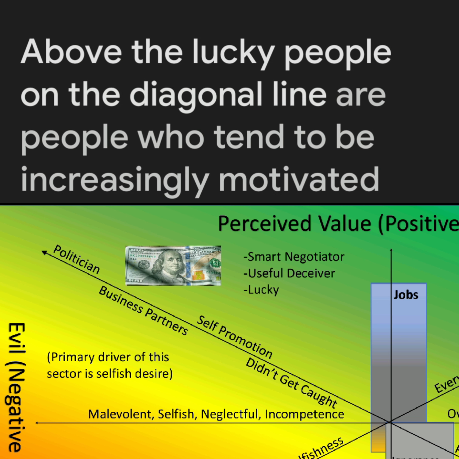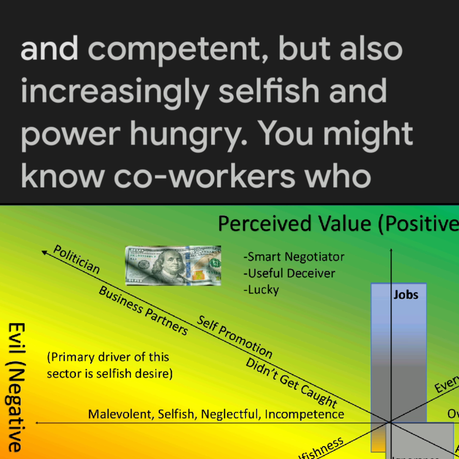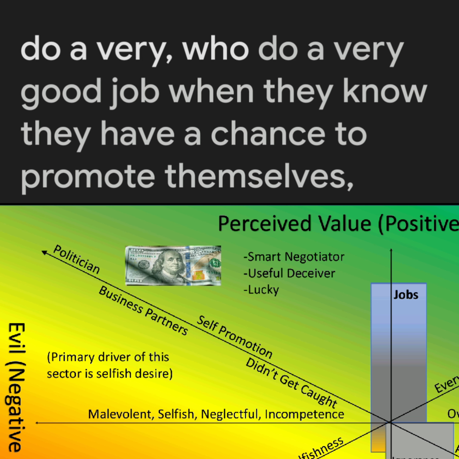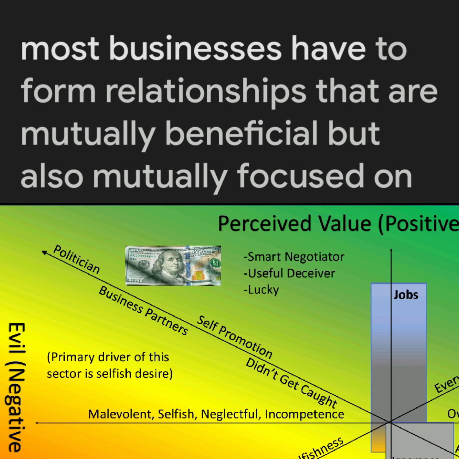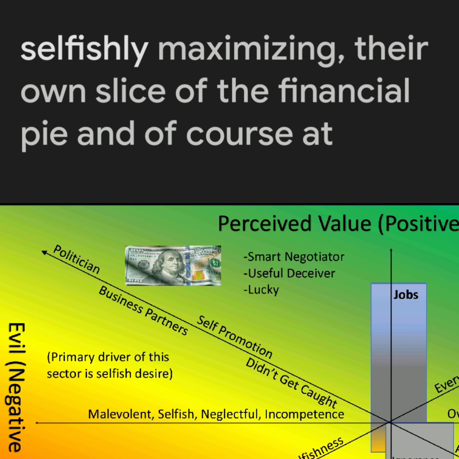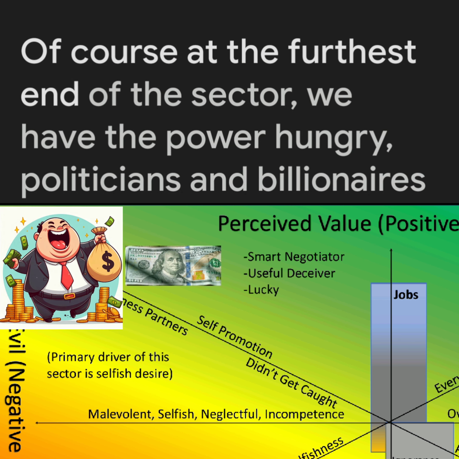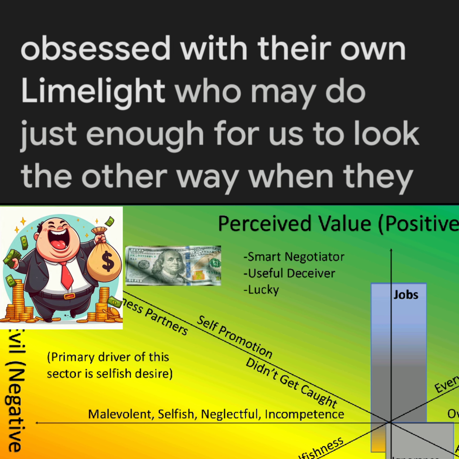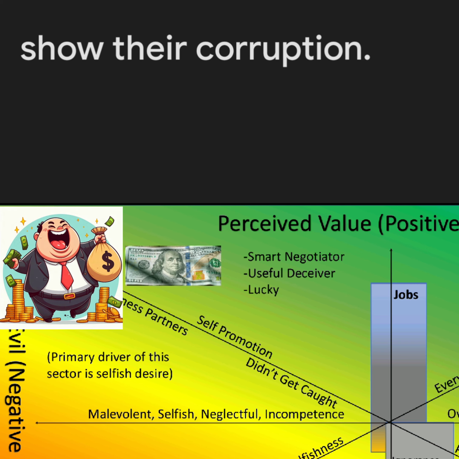Above the lucky people on the diagonal line are people who tend to be increasingly motivated and competent, but also increasingly selfish and power-hungry. You might know coworkers who do a very good job when they know they have a chance to promote themselves. Most businesses have to form relationships that are mutually beneficial, but also mutually focused on selfishly maximizing their own slice of the financial pie. And of course, at the furthest end of this sector, we have the power-hungry politicians and billionaires, obsessed with their own limelight, who may do just enough for us to look the other way when they show their corruption.